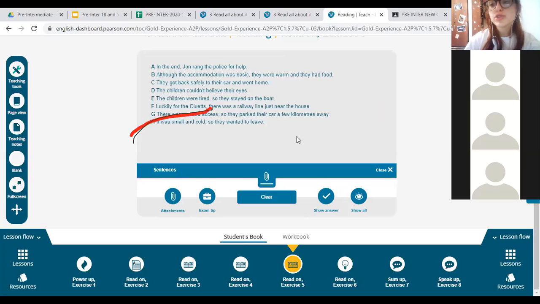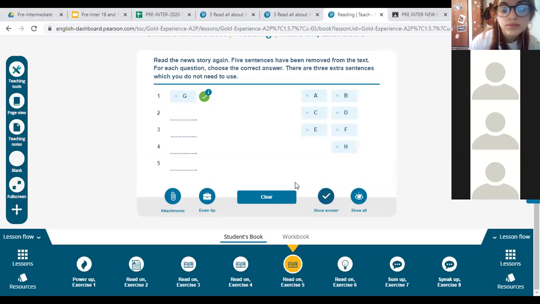Here we are introduced to the cottage. So now we need something to describe the cottage. E: the children were tired, so they stayed on the boat. Yes. It's actually B. Take a look.